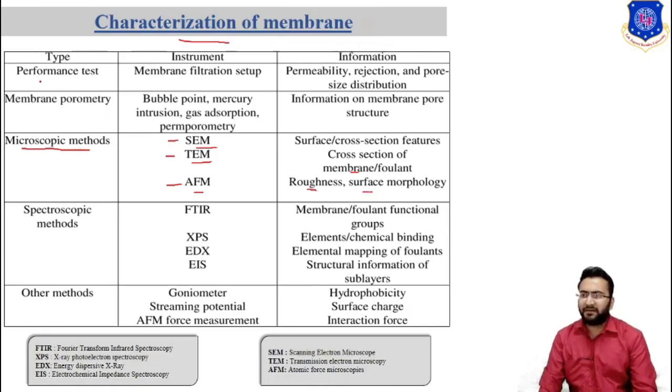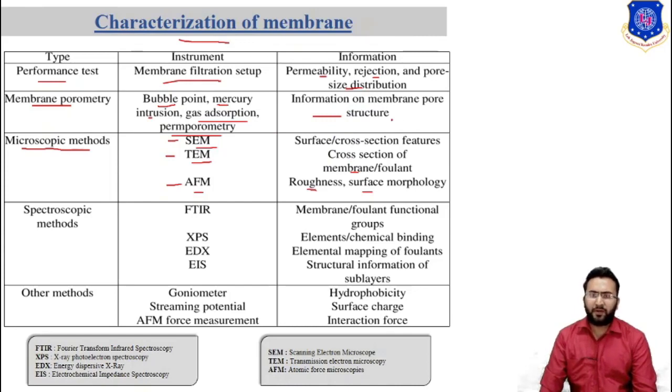Then in the previous session we discussed various performance tests to find out the permeability, rejection and pore size distribution using a membrane filtration setup. Then we discussed the membrane porometry method to find out the bubble point or bubble pressure, and the mercury intrusion instrument to find out information on membrane pore structure. Now, in this lecture, we are going to discuss other methods such as the gas adsorption method and porometry method to find out information on membrane pore structure.